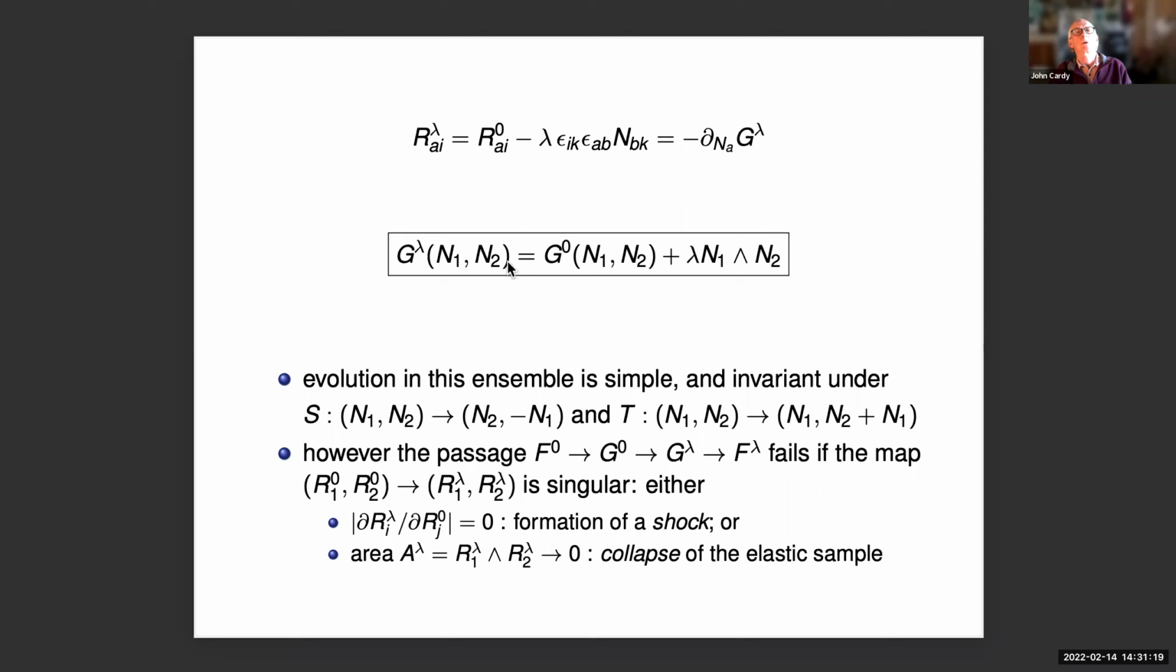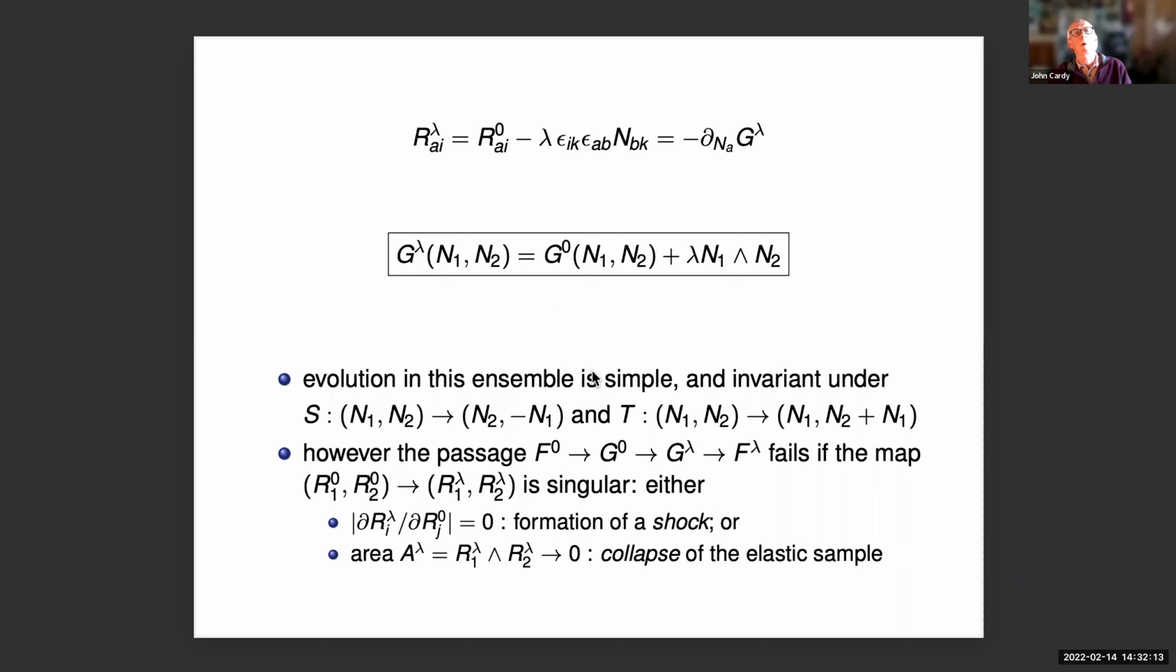However, if we attempt to go back from this to the fixed strain ensemble, that's the fixed geometry, right? That is going from the undeformed fixed strain ensemble to the undeformed fixed stress to the deformed. This will fail. The Legendre transform will fail if the Jacobian happens to vanish. And as I'll briefly mention, this corresponds to the formation of a shock in the fluid analogy that I'll talk about on the next slide. Or it can happen if the area happens to go to zero, which corresponds to a collapse of the elastic sample.